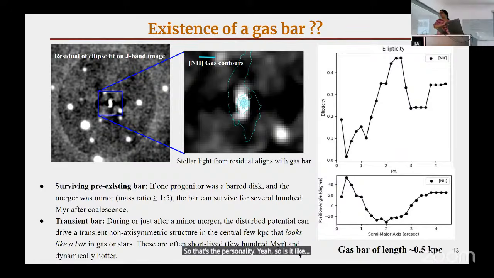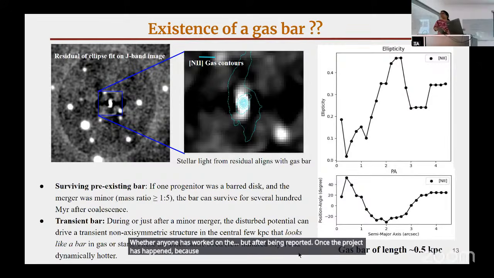Whether anyone has worked on how the galaxy evolves after a merger. Once the merger has happened, because the population that I showed, they stop when the merger has happened, the cells are being formed. But afterwards, I don't know how long they can sustain.